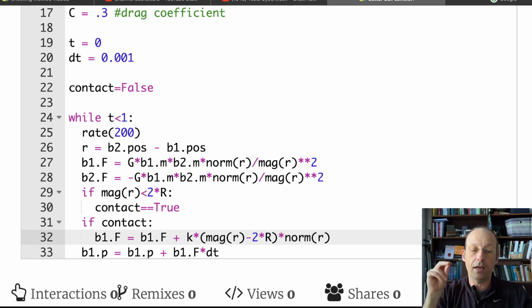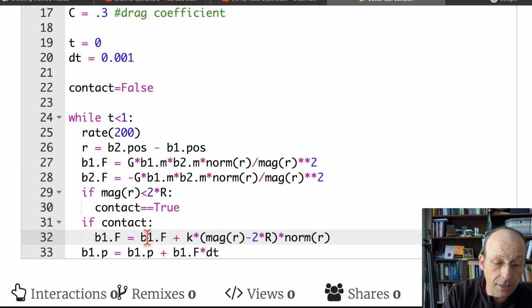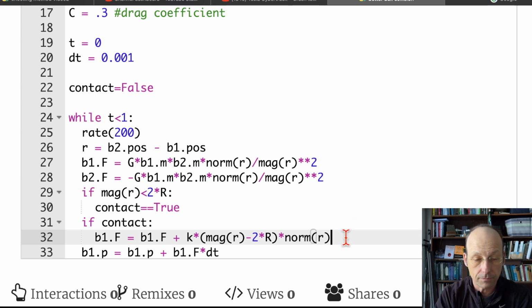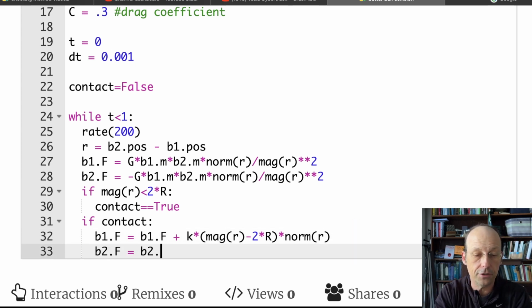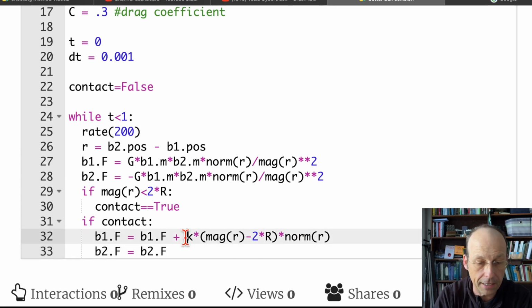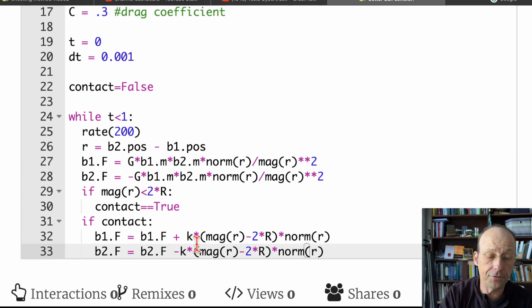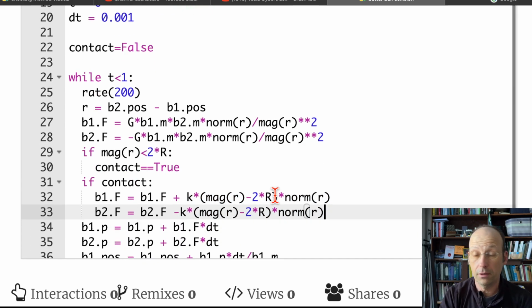Now, I looked at my code, because you will very easily get the minus sign wrong here for this spring constant. But the important point is this right here. I'm going to calculate the spring force, and then I'm going to add it to that net force already, which is this gravitational force. That's important because if you don't do that, you would just delete the gravitational force. I want the gravitational force and the spring force, so I have them both in there. And then B2.F is B2.F, just the same thing but minus this. These two are equal and opposite, so it should all work.